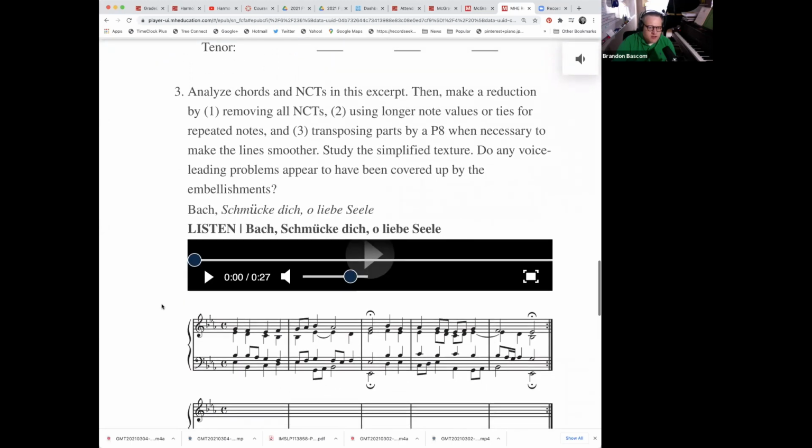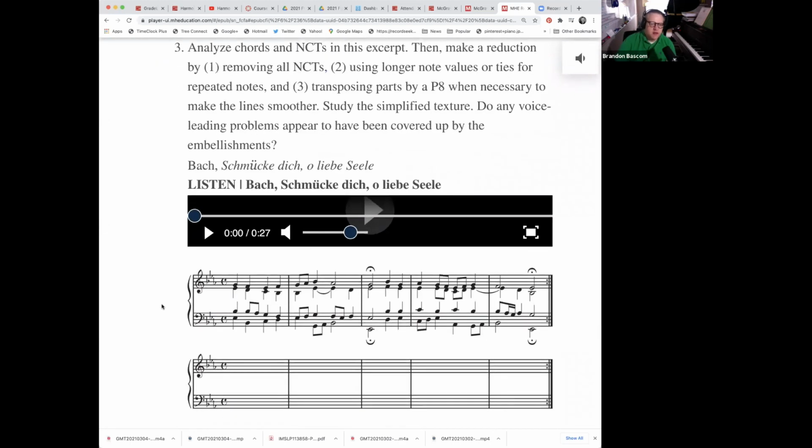Analyze chords and non-chord tones in this excerpt. Then make a reduction. Number 1, removing all NCTs. Number 2, using longer note values or ties for repeated notes. And 3, transposing parts by a perfect octave when necessary to make the lines smoother. Study the simplified texture. Do any voice leading problems appear to have been covered by the embellishments?